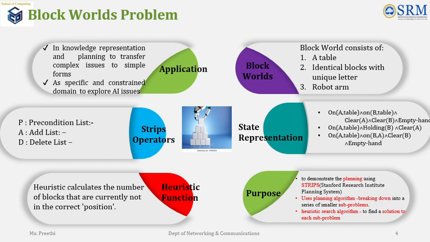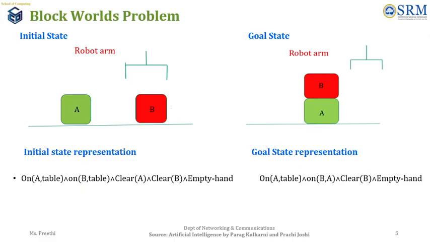And the purpose of using the heuristic function: you already studied the heuristic function in Unit 1 and Unit 2 itself. The heuristic value is used to provide the simplest way to achieve the goal. So in the block world problem, let's move straight to the problem. This is the initial state, and this is the goal state.